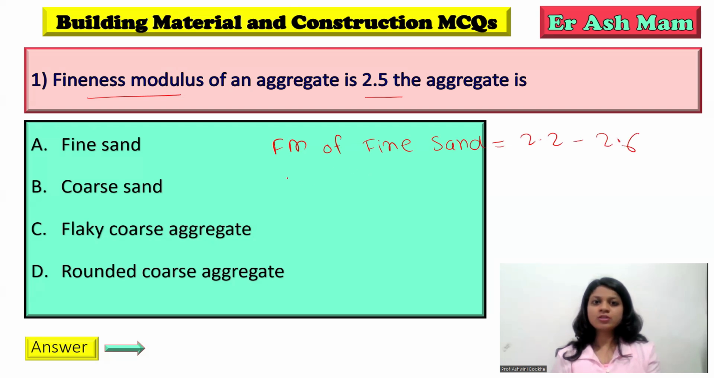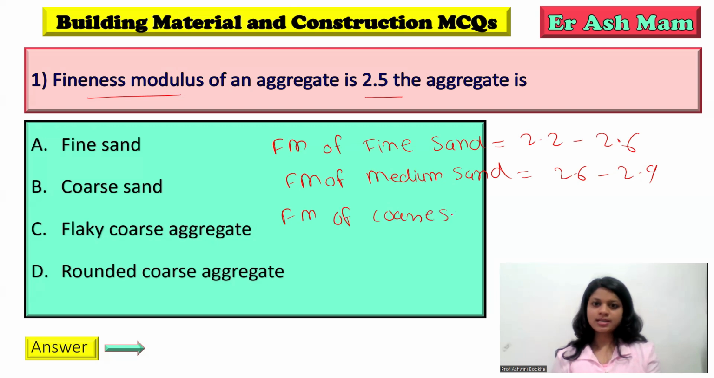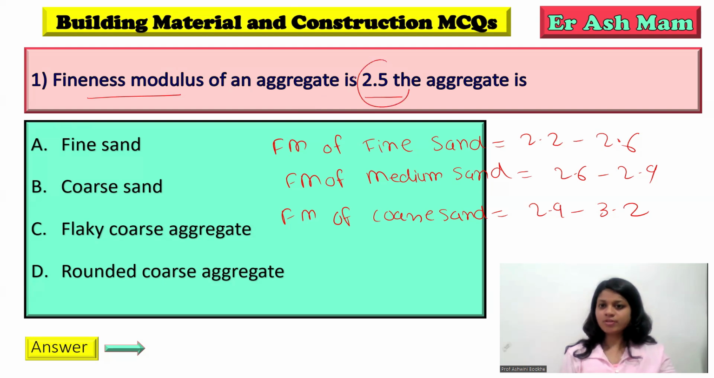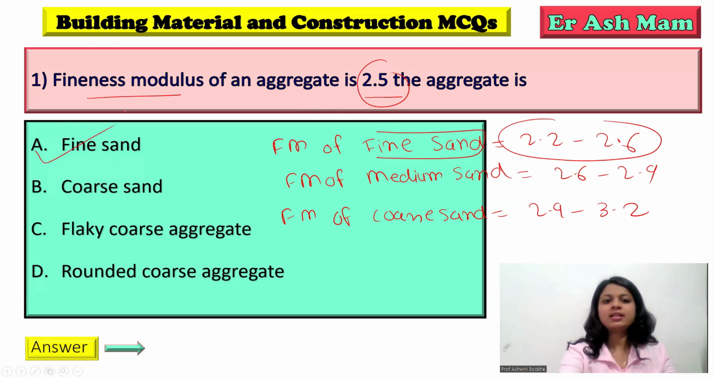Fineness modulus of medium sand is 2.6 to 2.9, and fineness modulus of coarse sand is 2.9 to 3.2. In this question, the fineness modulus of aggregate is given as 2.5, which lies between 2.2 and 2.6. That is fine sand. Therefore, the answer is A, fine sand.